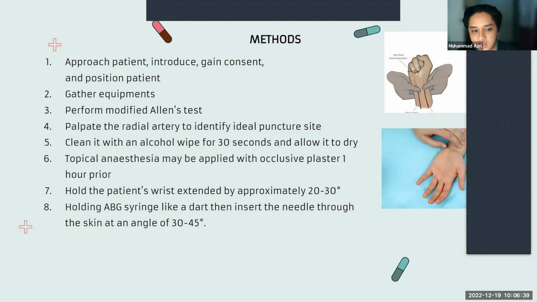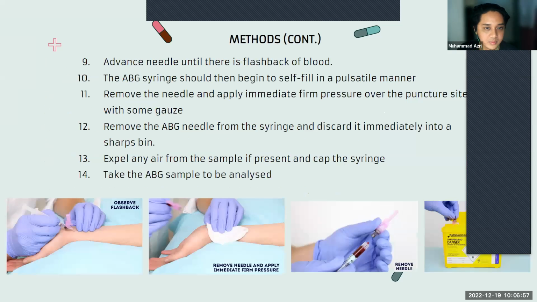A topical anesthesia may be applied prior to the procedure, and then hold the patient's wrist in an extended position at approximately a 20 to 30-degree angle, and then hold the ABG syringe like a dart, and then insert the needle through the skin at an angle of 30 to 45 degrees. And then continue advancing the needle until you see a flashback into the syringe, and that means that you have punctured the artery, and the ABG syringe should then begin to self-fill in a pulsatile manner because of the high pressure in the artery.